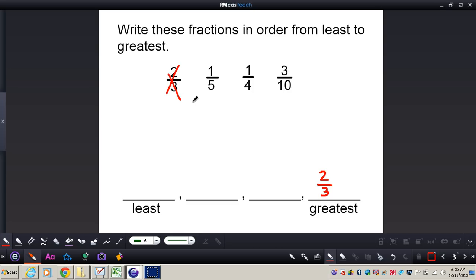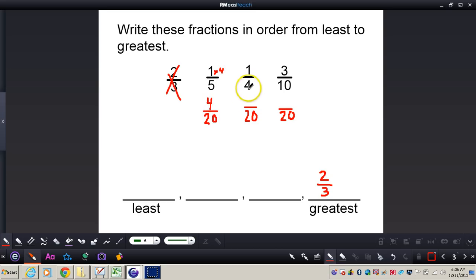Now what we need to do is figure out how to compare these final 3 fractions together. Really the best way to do this is to try to find a common denominator if you are looking at 3 different fractions. So I know right away that 5, 4, and 10 can all go into the number 20. So I'm going to write 20 underneath each fraction. That's going to be my denominator. Now what I need to figure out is, what did I do to my 5 to get to 20? I multiplied it by 4. So I'm going to multiply my numerator by 4.